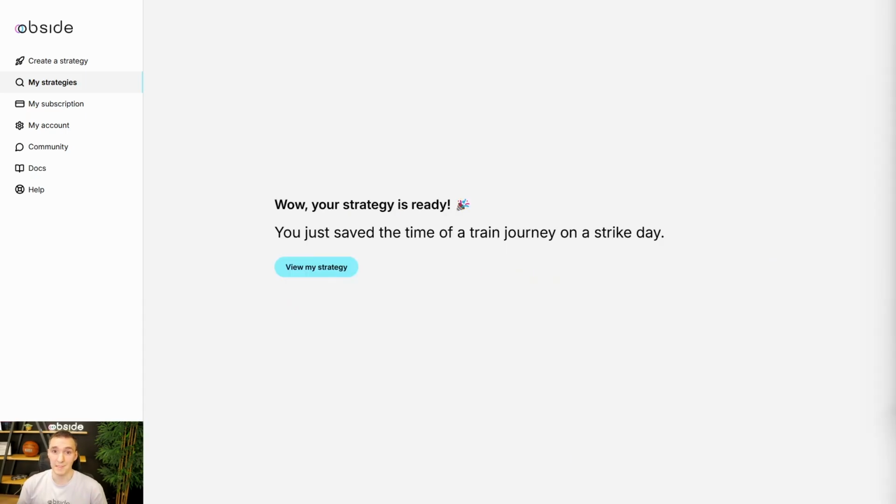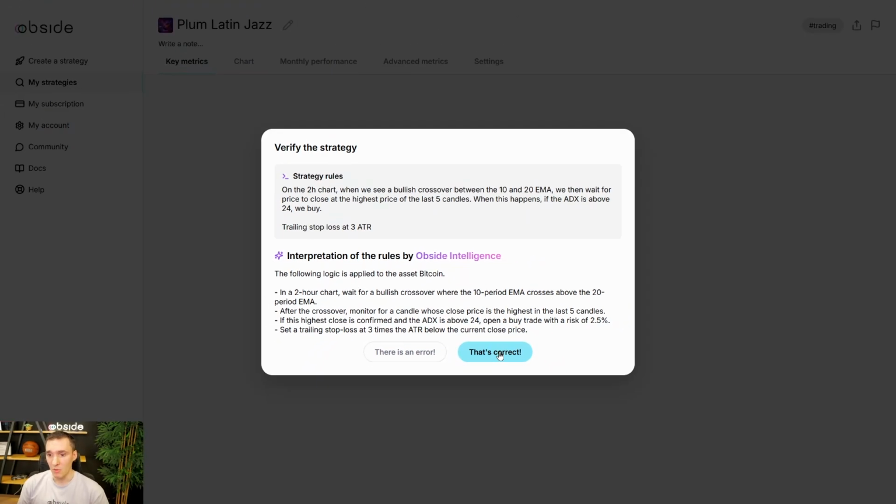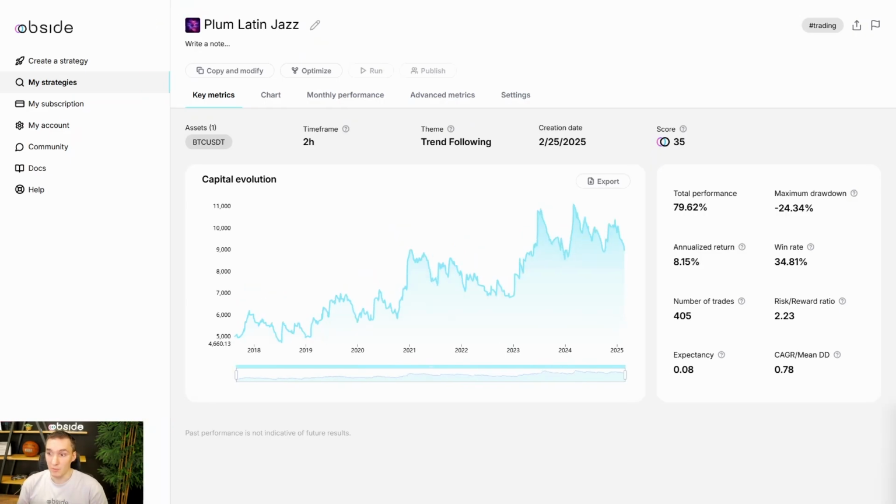All right, the backtest is already over. Let's see what we got. Okay, here I have a recap of what Opsid's AI did and how it understood my strategy. So that's correct. Let's see the results. Okay, so as we can see, the strategy has been profitable over the backtested period, but it's not the strategy of the century. We've got some essential metrics right there.